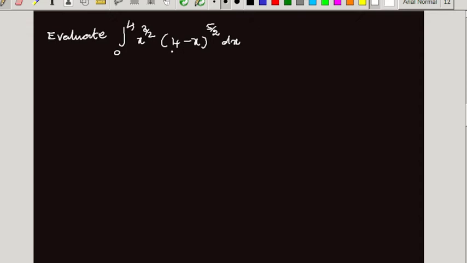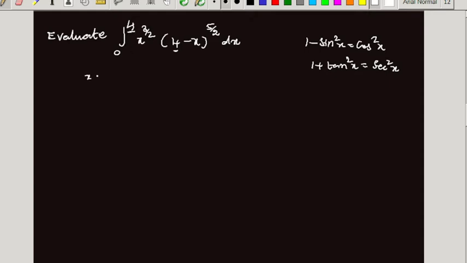So here we must go by the substitution method, and we must remember the formulas: 1 minus sin square x is cos square x, and 1 plus tan square x is sec square x. Plus or minus, according to that we must use the formula. Here 4 minus x is there, so we must write it accordingly.